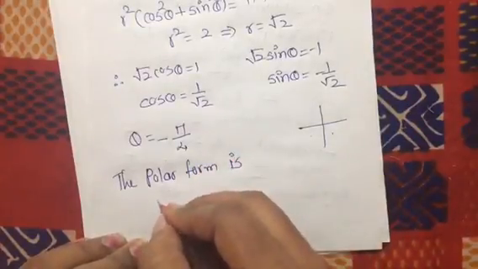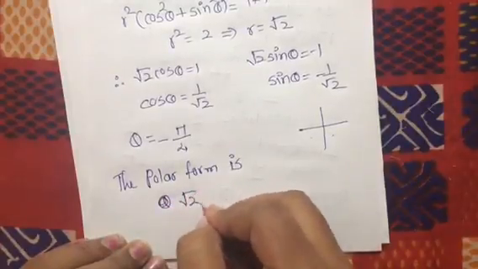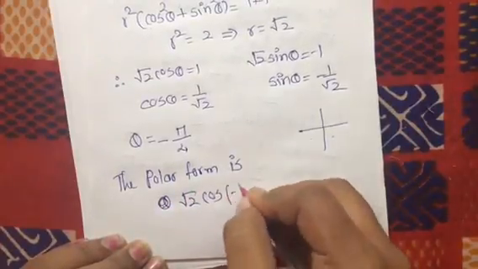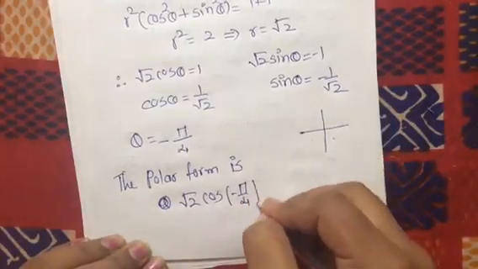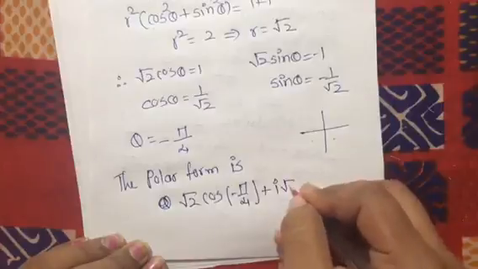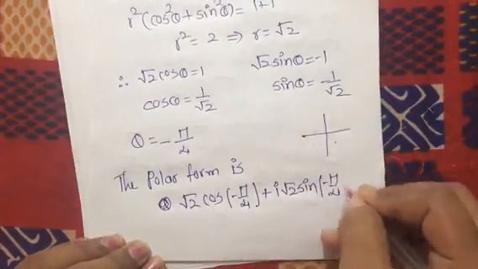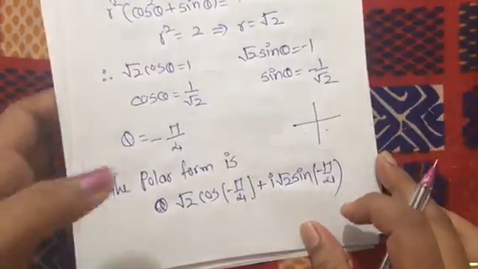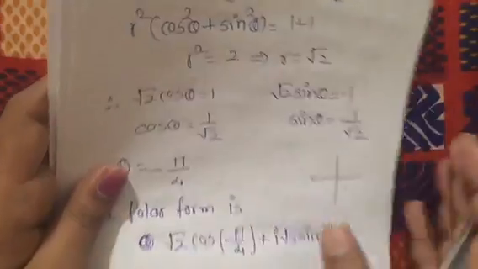is root 2 cos minus pi by 4 plus i root 2 sin minus pi by 4. Okay, now move on to next example number 5.